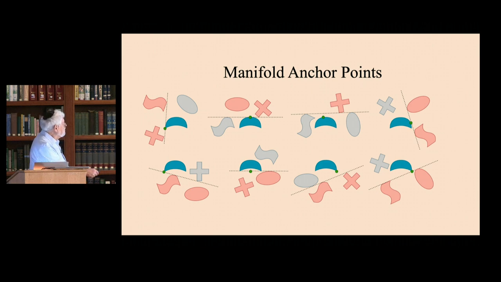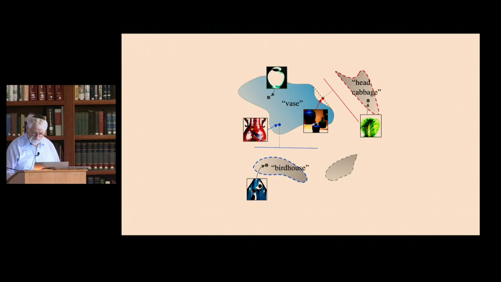So basically, the distribution of anchor points are the collection of points on the manifold on its convex hull that are important for separating this particular manifold from some random realization of other manifolds.